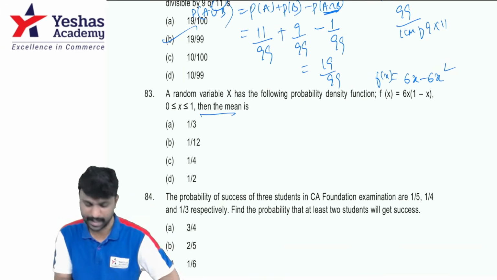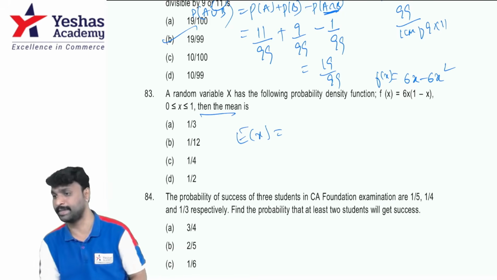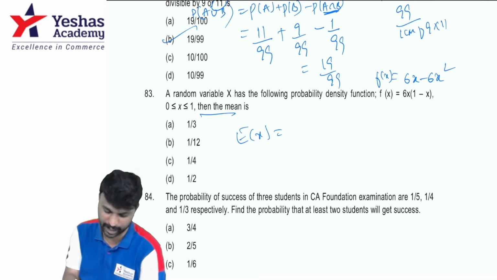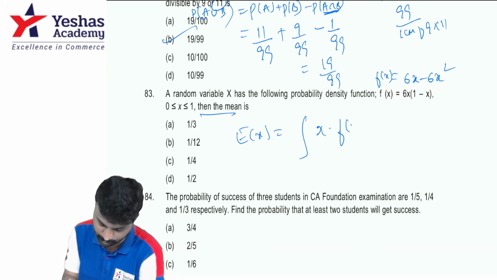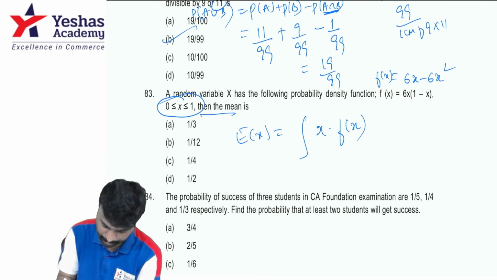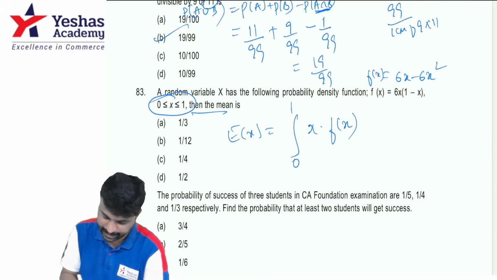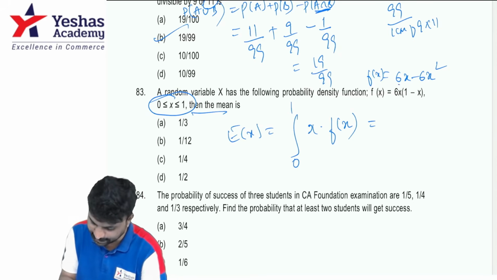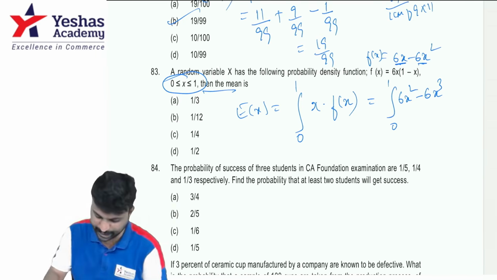The mean, guys, is nothing but expected value. Whenever they give you a probability density function and ask you to find the expected value, it is the integration of x into f of x, and the limits are 0 to 1, because x lies between 0 and 1. Now, when I do x into f of x, each term of f of x has to be multiplied with the x. That means 6x square minus 6x cube. You understood? Now I just have to integrate it.